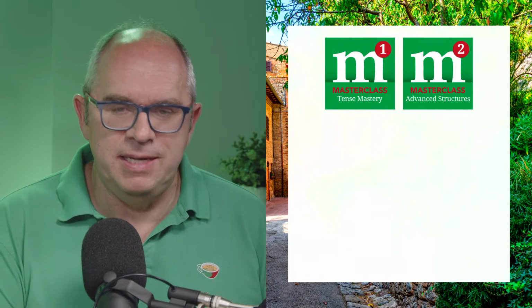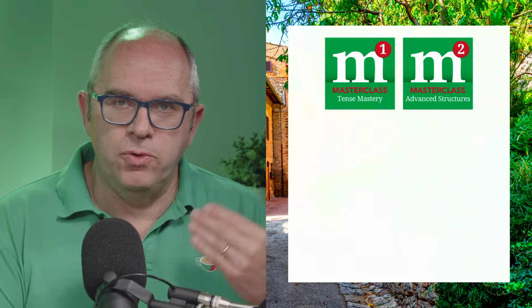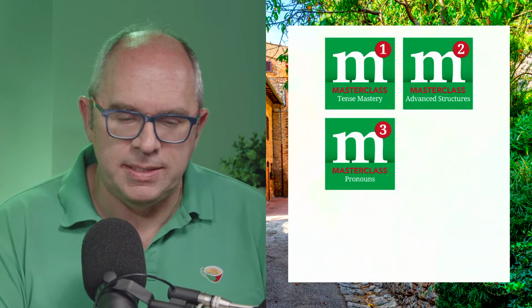The curriculum of the masterclass is built around these 6 modules. So we've got a first module on tense mastery, where we're covering lots of different tenses and really helping you build your ability to use different tenses in Italian. We then look at advanced structures, things like the si passivante and the si impersonale, looking at other elements that really will help you sound more Italian and more exact when you speak in Italian.